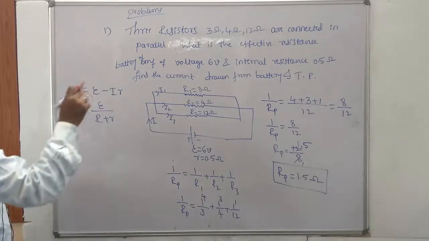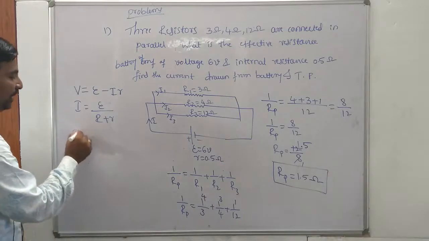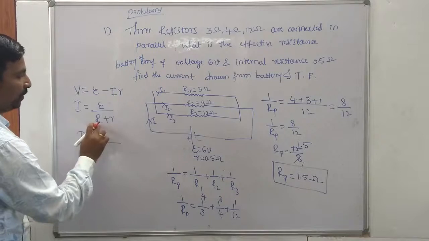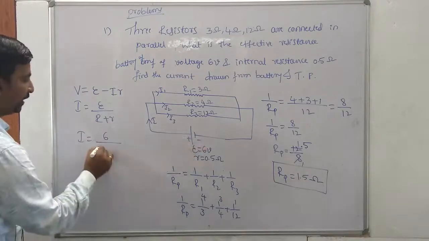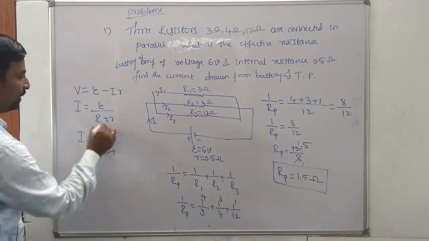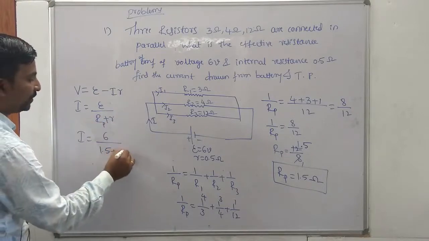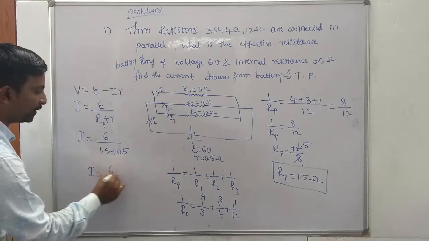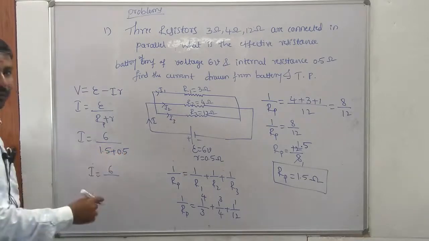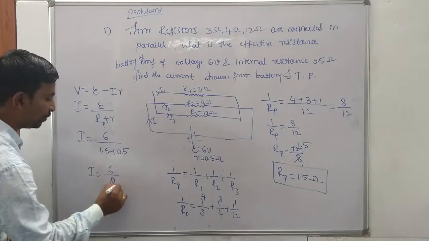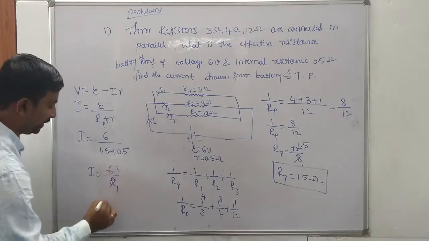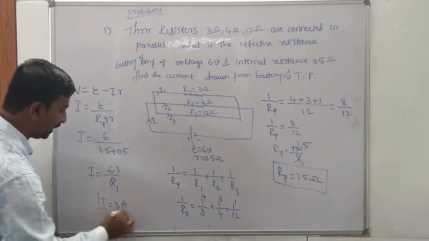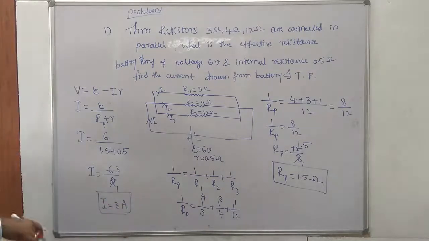So the current drawn from the circuit, we can write I as it is. EMF of battery is 6 volt divided by effective resistance, which came as 1.5, plus internal resistance 0.5. So I is equal to 6 divided by 1.5 plus 0.5, so it is 2. 2 threes are 6, then I is equal to 3 ampere.